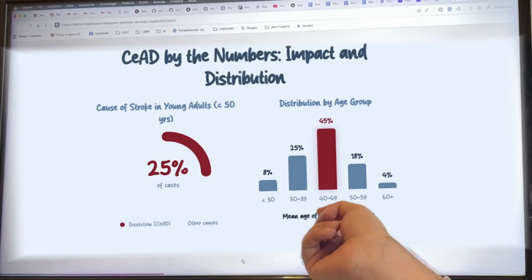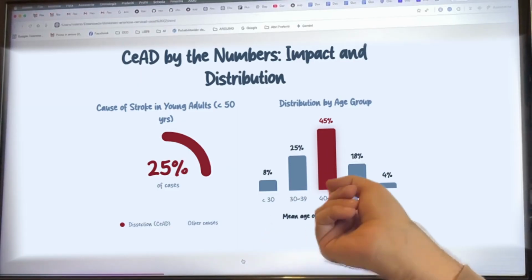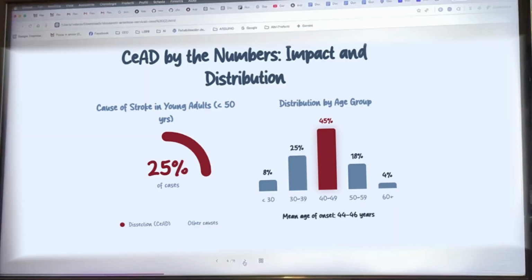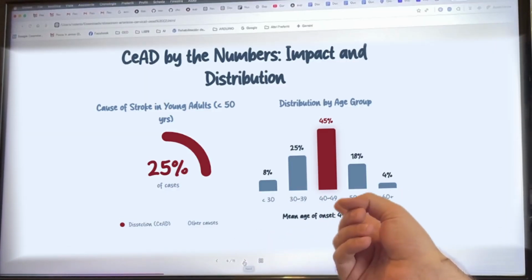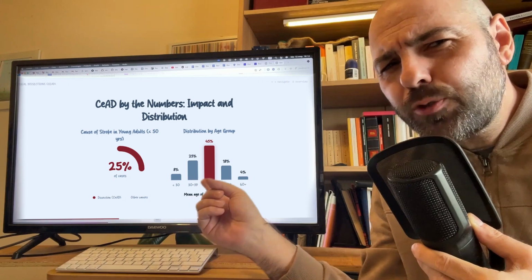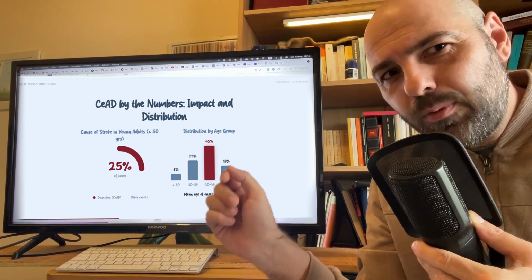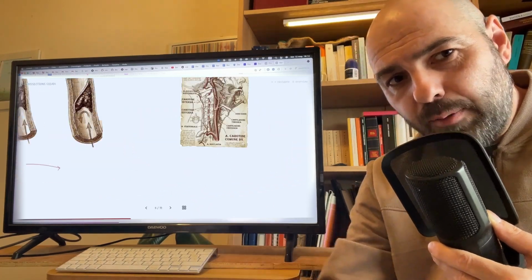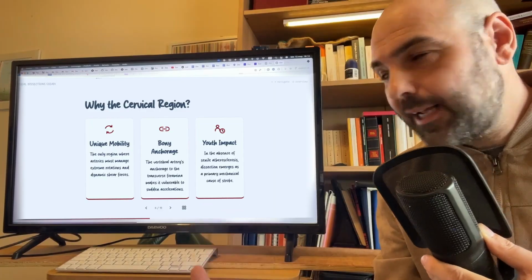And this is exactly my age group, 40 to 49, where it goes up to 45%. Clearly, as we get older, the causes of ischemia are mainly due to age-related arteriosclerosis, but in younger people, dissection is a predominant cause. Why do we often associate dissections with the cervical region?